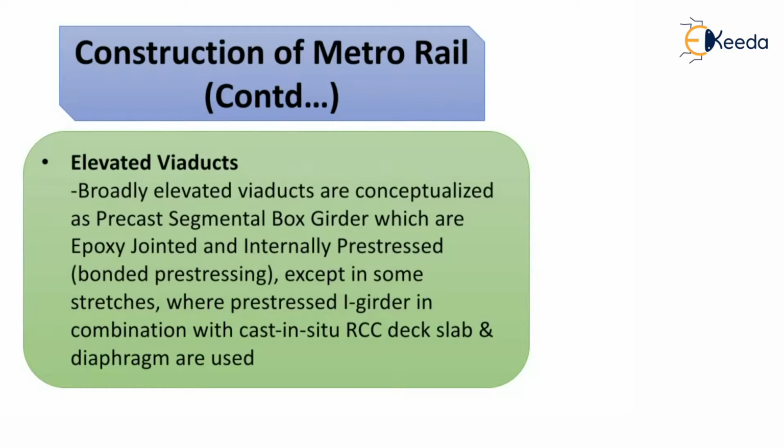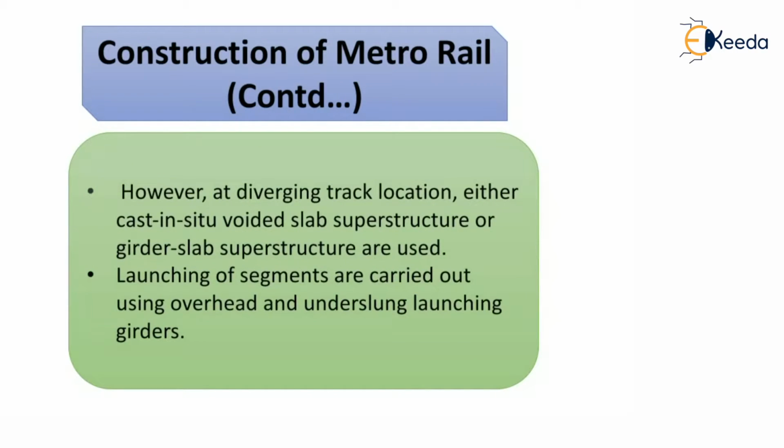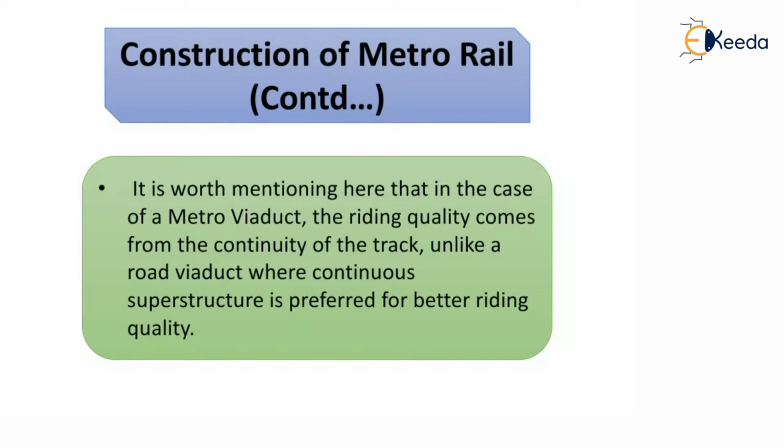Broadly, elevated viaducts are conceptualized as precast segmental box girders which are epoxy jointed and internally pre-stressed, except in some stretches where pre-stressed I-girders in combination with cast in situ RCC deck slab and diaphragm are used. However, at divergent track locations, either cast in situ voided slab structure or girder slab superstructure are used. Launching of segments is carried out using overhead and underslung launching girders.